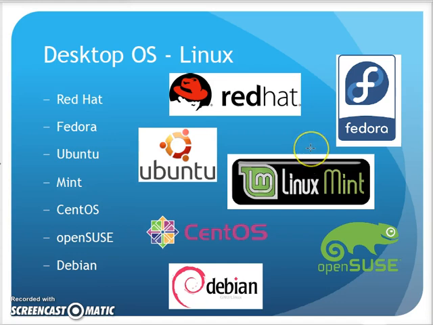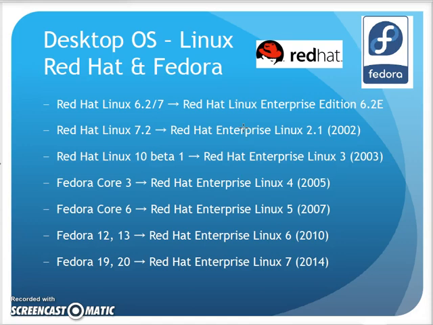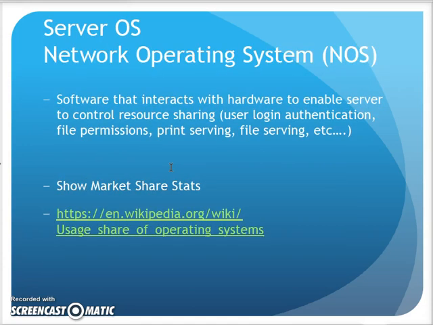Linux comes in many different flavors, many different versions or distros, as they call them, distributions. Red Hat, Fedora, Ubuntu, Mint, CentOS, OpenSUSE, Debian, all kinds of variations of the Linux operating system. Again, the same job: interact between you, the user, and the hardware physically sitting on the desk. And here's a couple more specifics if you were to dig in: Red Hat Linux, Red Hat Enterprise Linux, showing you some correlations between different versions.